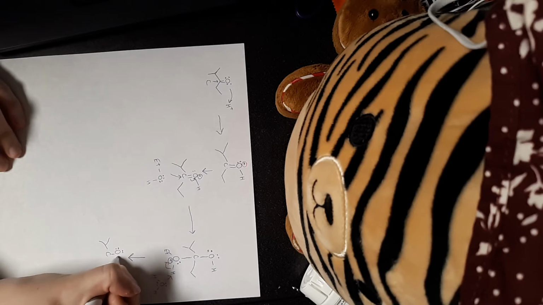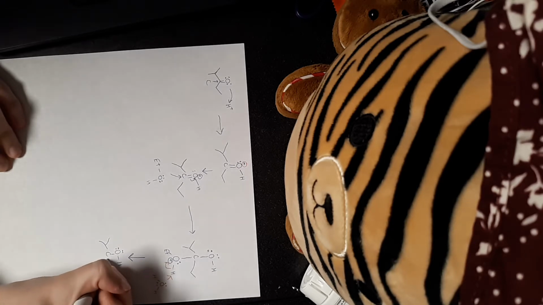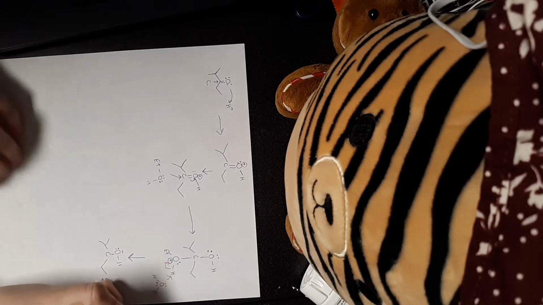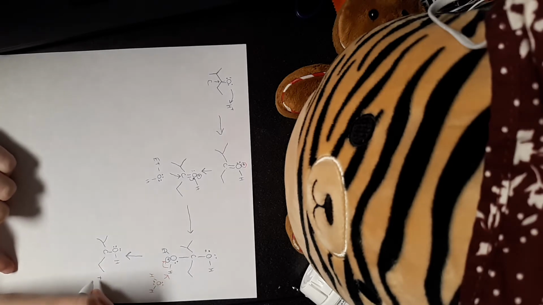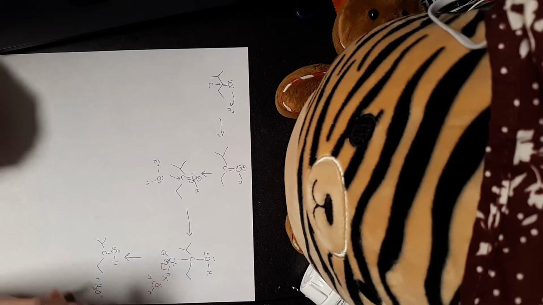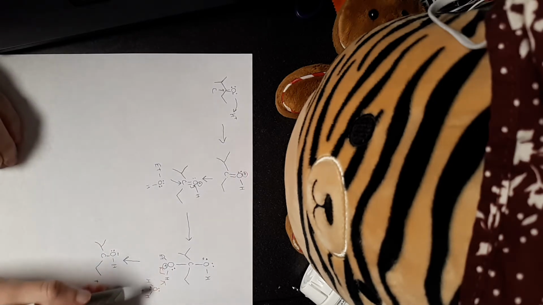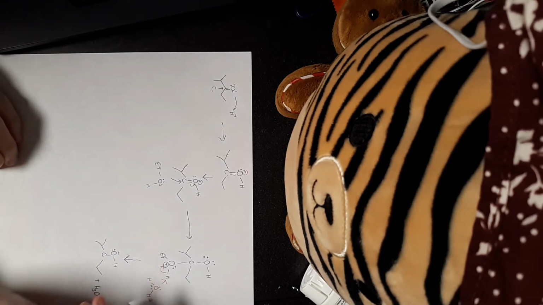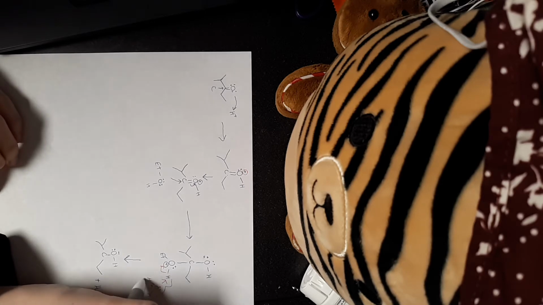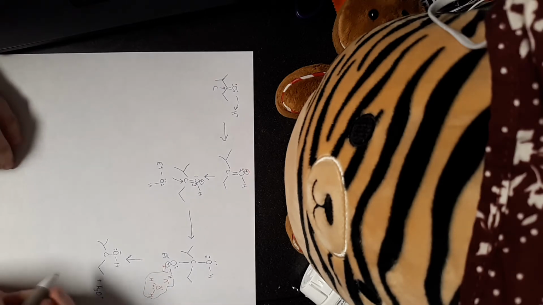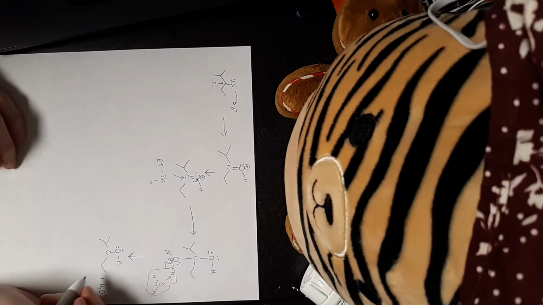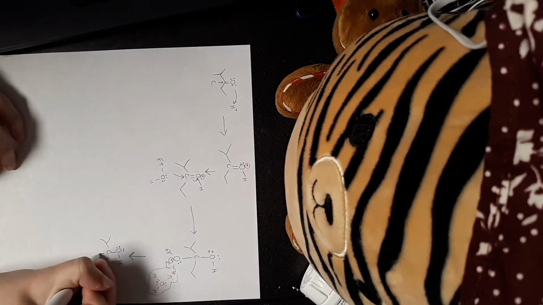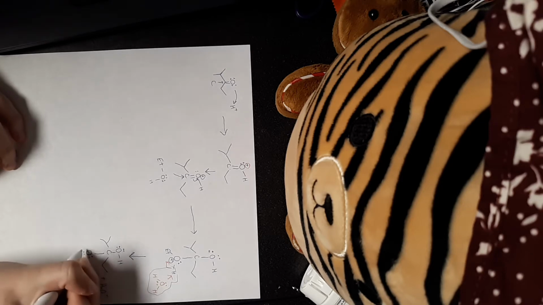Put in the lone pairs, the hydrogen. But now it's going to be plus H3O+. Because that's what happened, like that. This right here is H3O+. So we just added that to the side. And we still have the oxygen right here. And the Et.